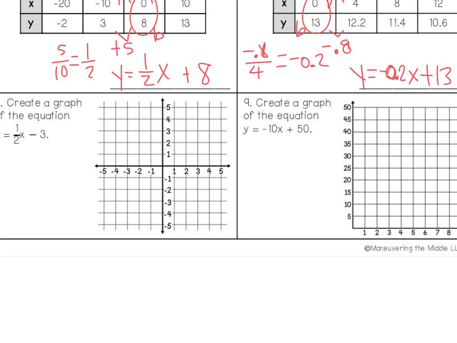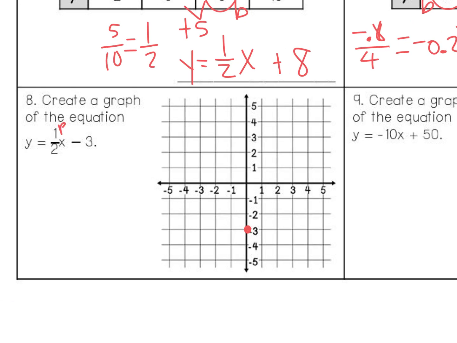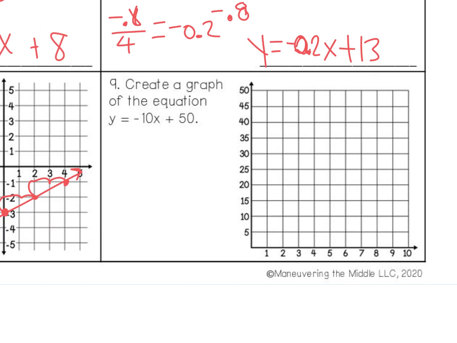And then graphing, start at your b, which is negative 3. Your rise over run, so we're going to go up 1 and over 2. And remember, you can keep that pattern going to draw your line. And here at 50, notice your scale is by 5. So if I'm going down 10, it's really only to 40 and over 1.